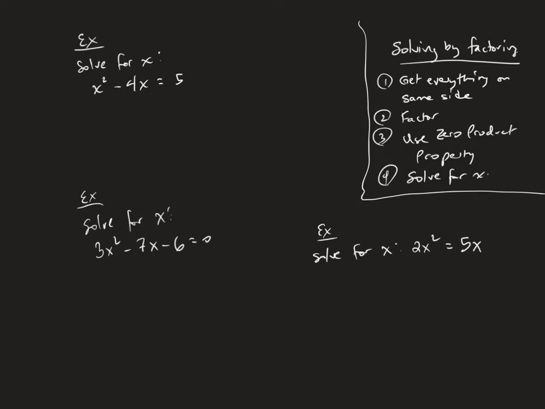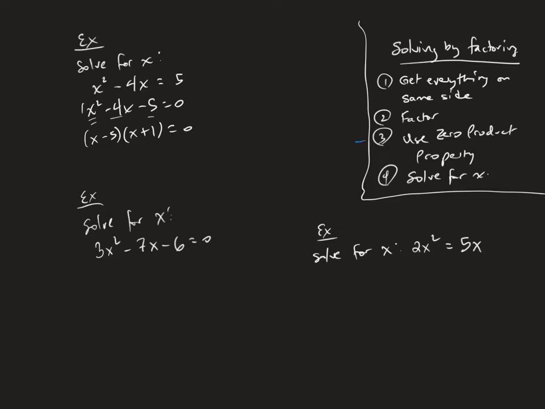So let's look at this first example. I want to solve this problem for x. So I'm going to get everything on the same side, and then I want to factor. So I want two numbers that multiply to give me -5 and add to give me -4. Those numbers will be -5 and +1. And since the x squared just has a coefficient of 1, I can use the shortcut trick and basically drop those two numbers in with x's. And now I'm going to use the zero product property.